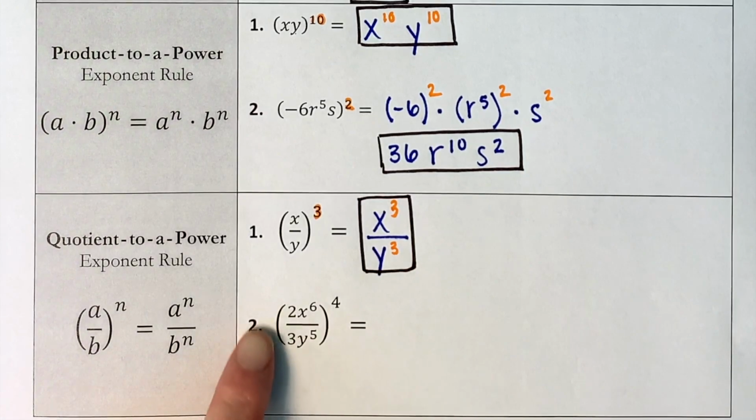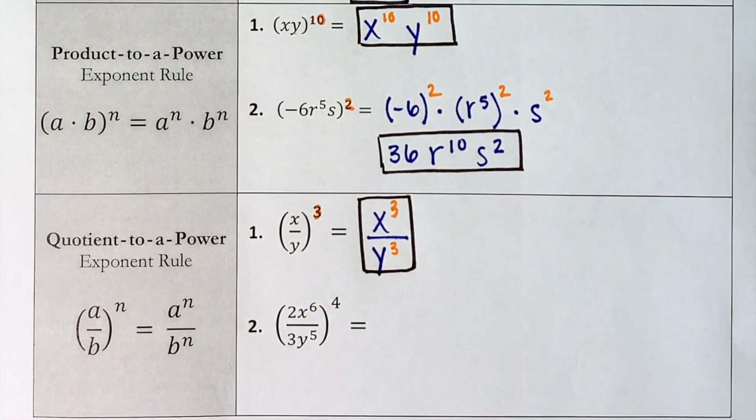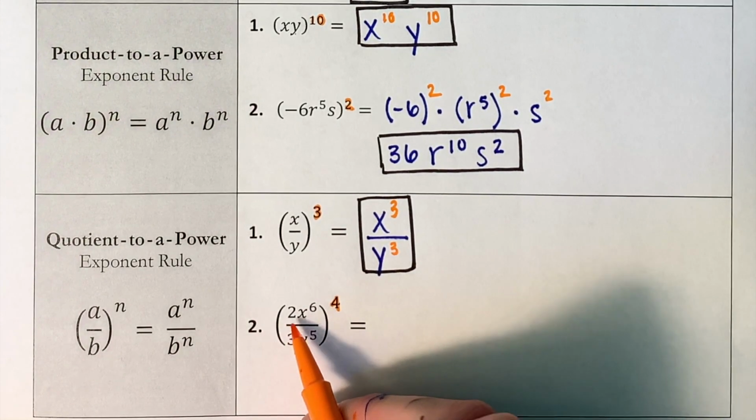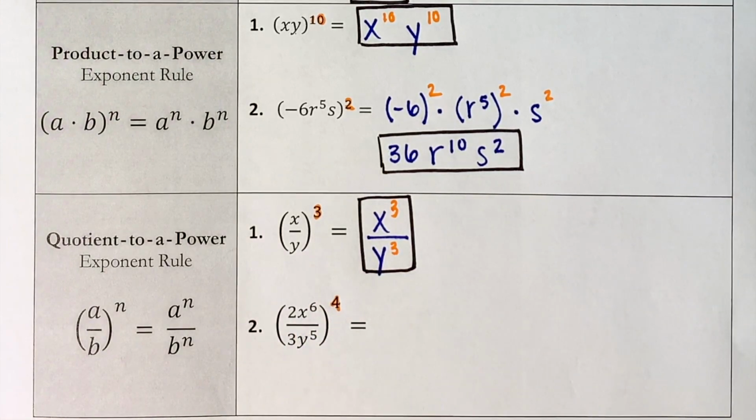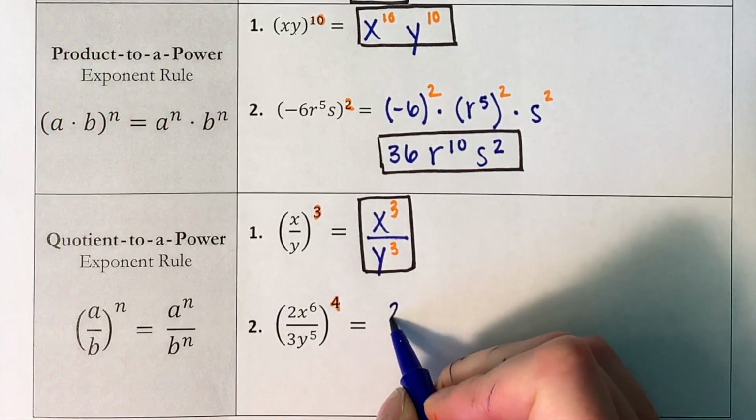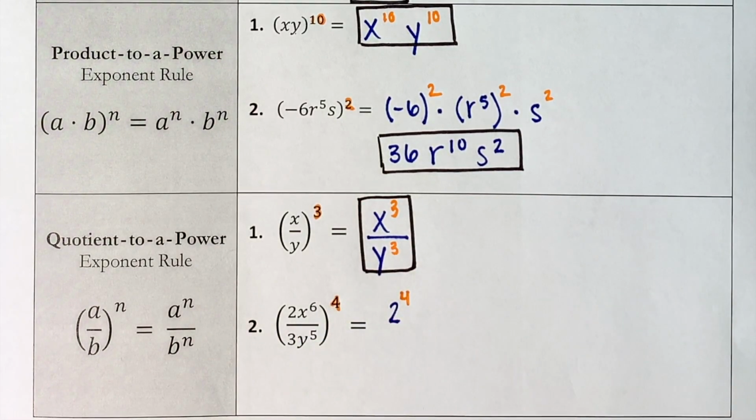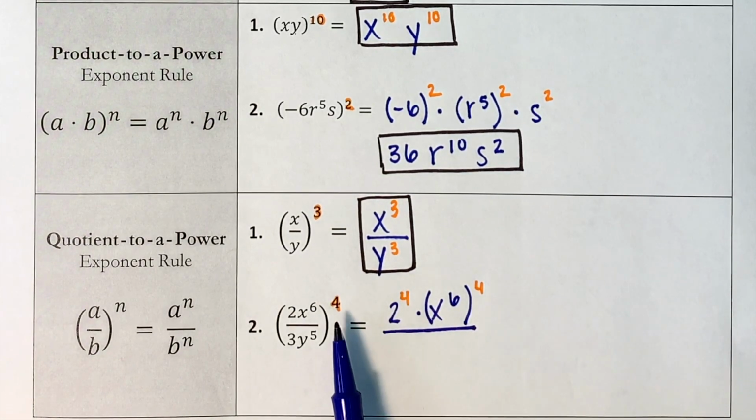For this example, we're going to be combining some of the exponent laws that we just learned. Remember, when you have pieces being multiplied or divided inside of parentheses, you can apply your exponent to each of those pieces. Let's apply the 4 to each of the pieces being multiplied in the numerator. So we'll apply the 4 to the 2 to give us 2 to the 4th. Then we'll apply the 4 to the x to the 6th to give us x to the 6th to the 4th. Then we'll apply the 4 to each of the pieces being multiplied in the denominator.